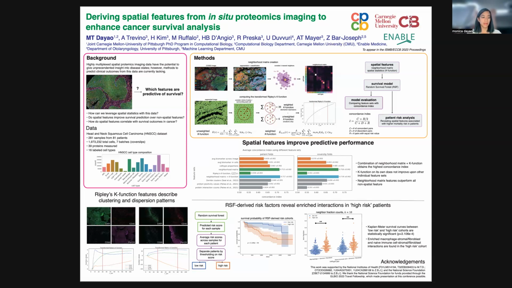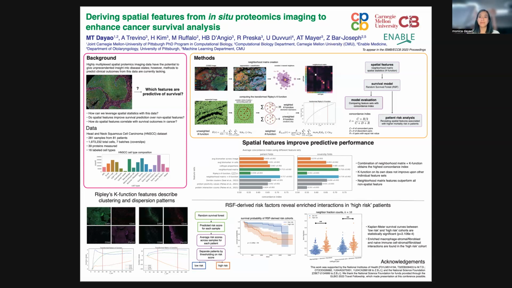Lastly, we wanted to look at whether the random survival forest could tell us whether certain spatial features have enriched interactions, for example, in higher risk patients. What we did is that we separated patients based on the output risk score of the random survival forest, and then looked at the differences in these features between those cohorts. What we found is that there are enriched macrophage-fibroblast and immune cell-fibroblast interactions in the high risk cohort versus the low risk cohort.